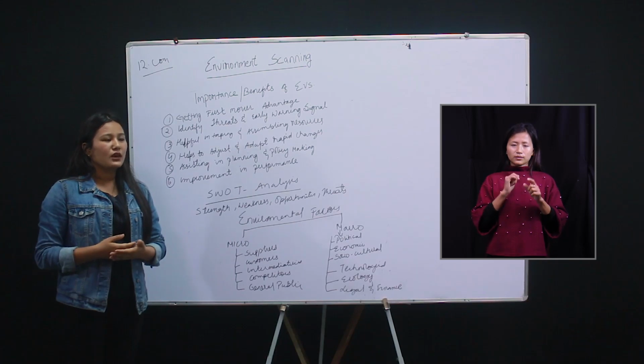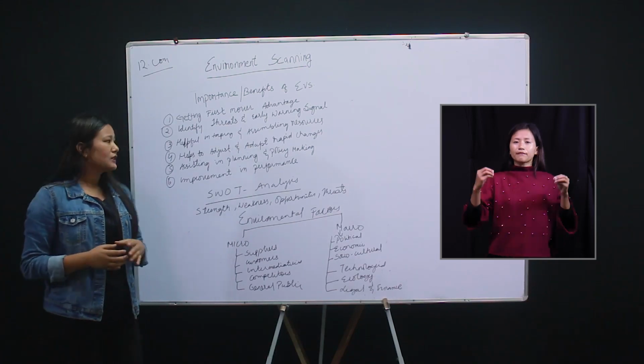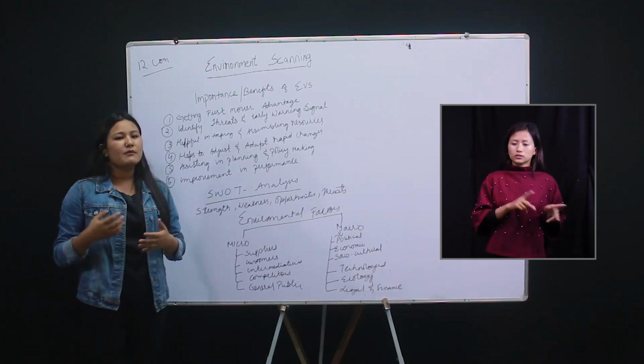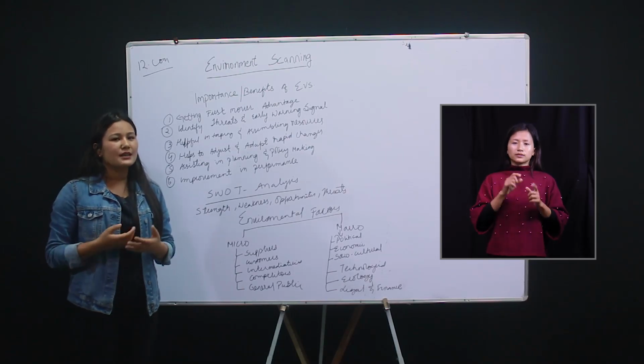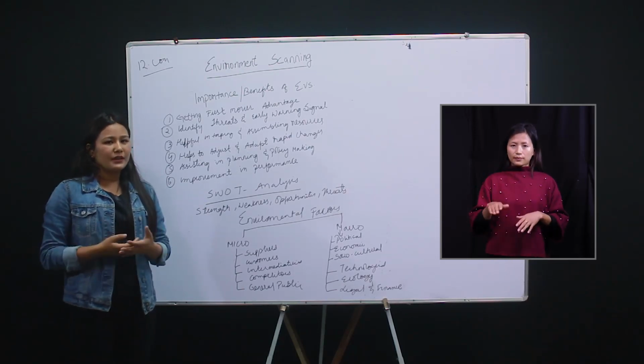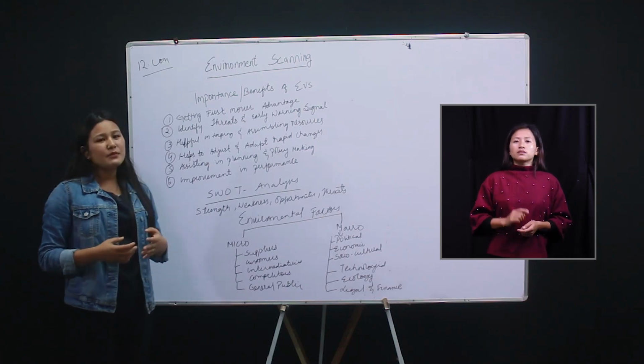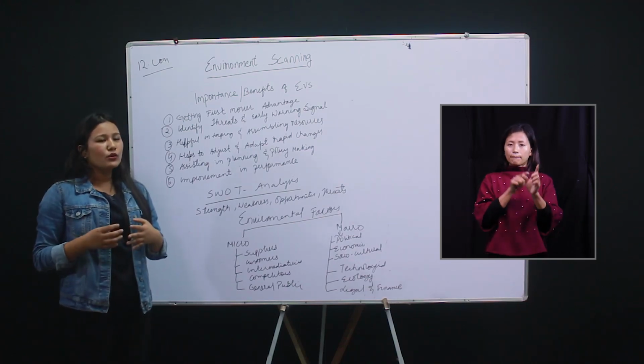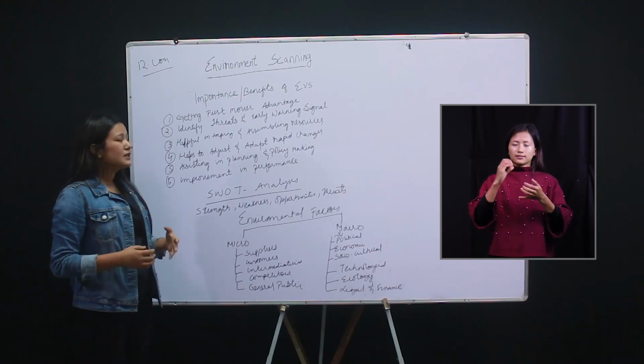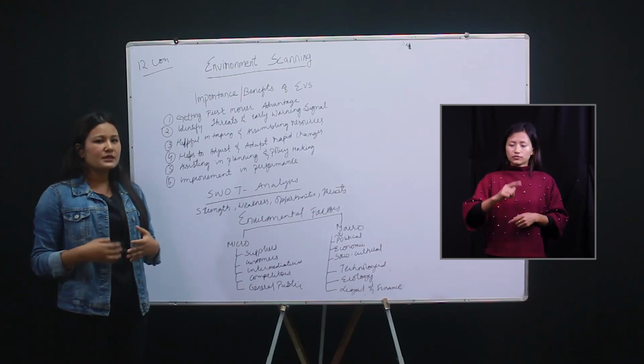Next is assisting in planning and policy making. With the change in environment, a business organization needs to plan and make policies according to the change that is happening in the market, or in the business. So only by scanning the environment can an entrepreneur make policy and plans for his future business prospects.